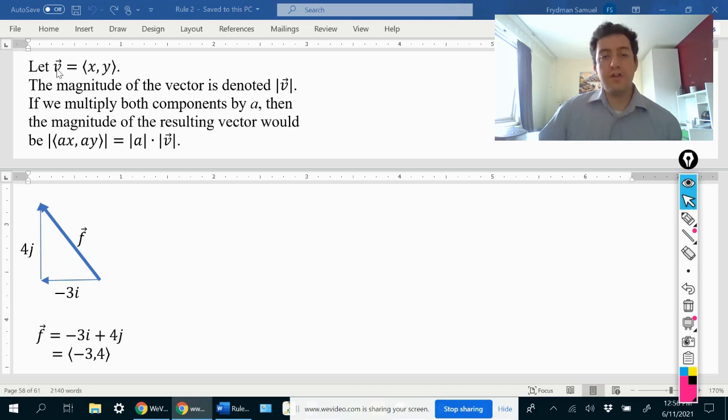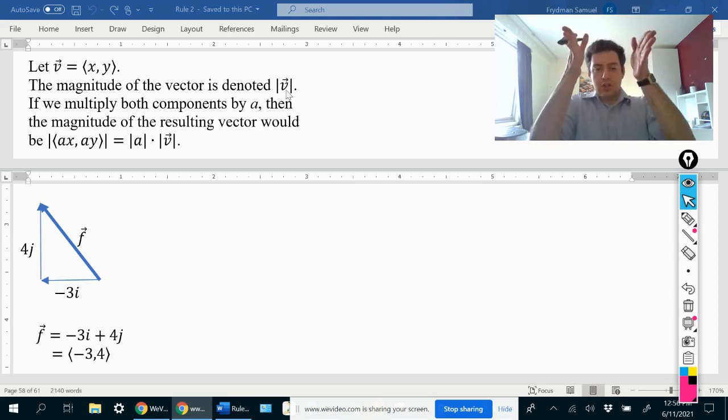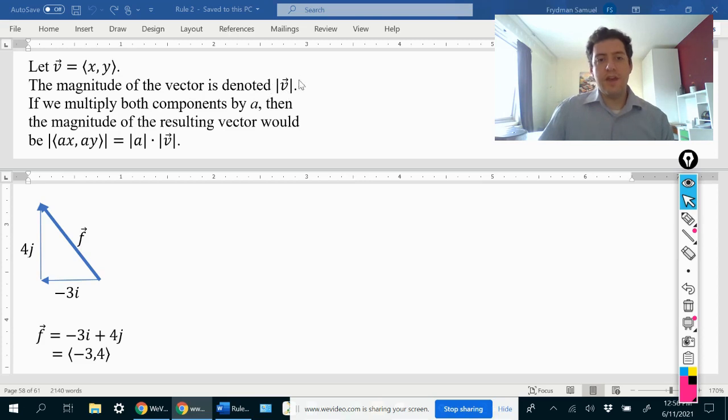So let vector v be some vector, and we'll say the components of vector v are x and y. So x would be the horizontal component, and horizontal meaning like this, and y would be the vertical component. The magnitude of the vector is denoted like this. Okay, so when we write v with two lines around it, that means we're talking about the magnitude of the vector, how long it is.